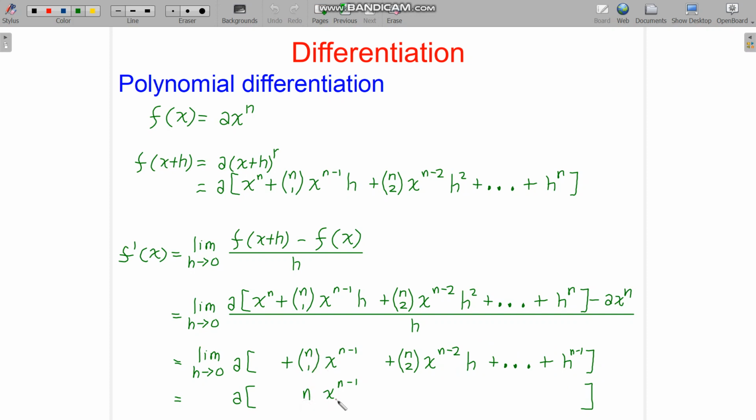the nC1, which is n, times x to the power of n minus 1. That's why we have this MF19 formula.